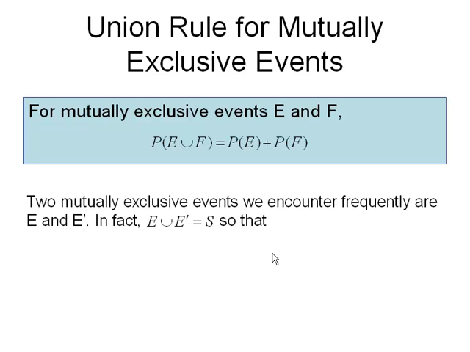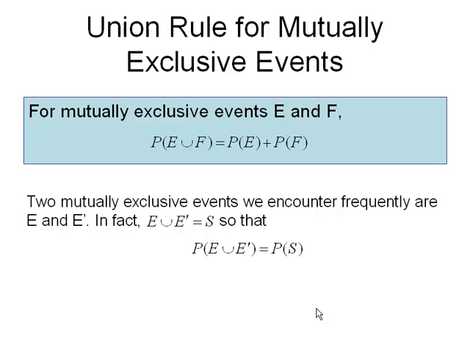Two mutually exclusive events that we encounter frequently are E and its complement, the things that are not in E. In fact, if we take E and union it together with its complement, we end up getting the sample space. So what that tells me is if I go ahead and take the probabilities, the probability of E union with the complement of E is going to be the same as the probability of the sample space.